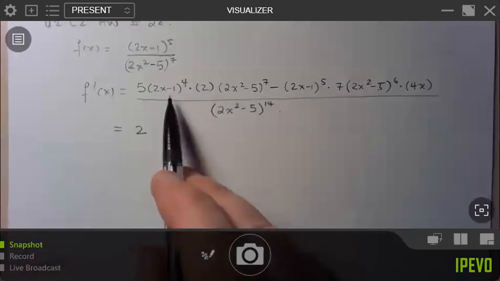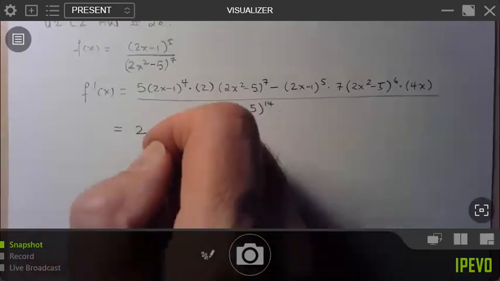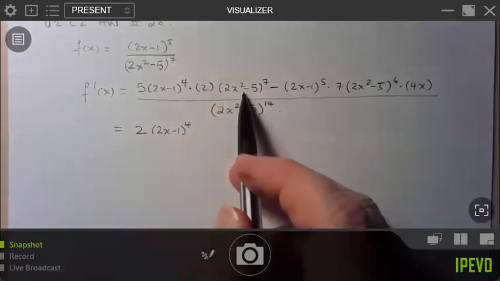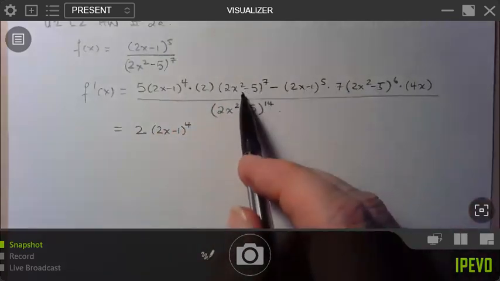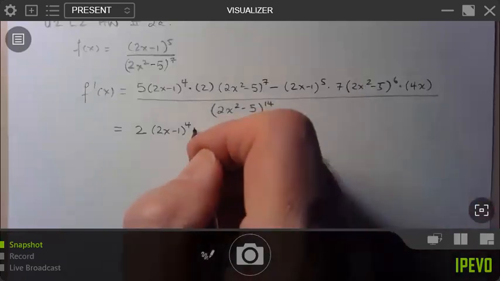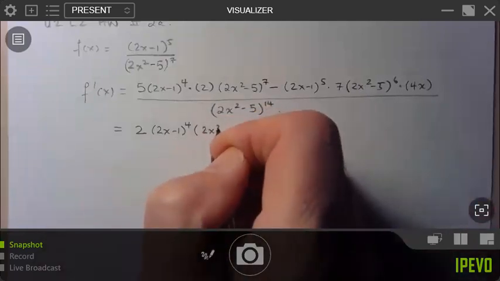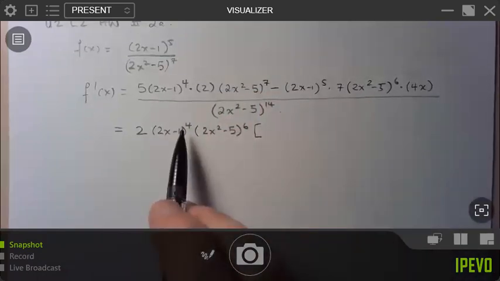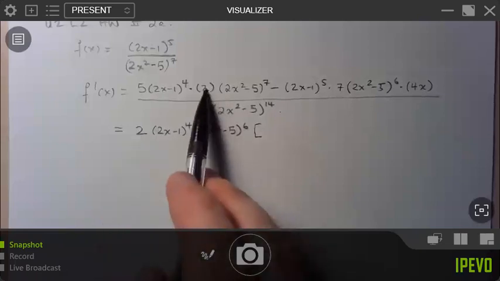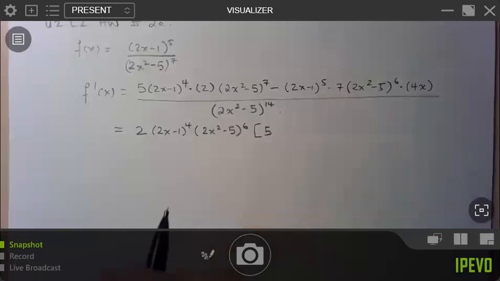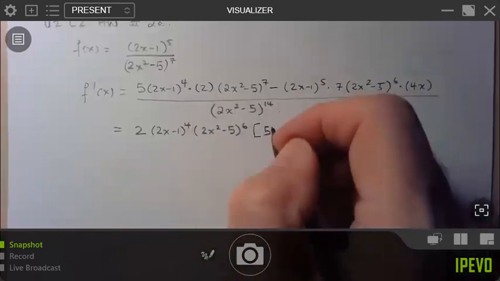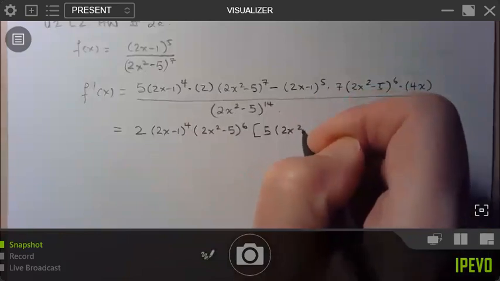Next, I notice the 2x minus 1s, they have 4 of them in common. So (2x minus 1) to the 4. And then I look at the 2x squared minus 5s, and I realize that there's 6 of them in common. So (2x squared minus 5) to the 6. And so now that I take these out, we're going to see that what's left is actually not so bad. So I got rid of the 2. I still have the 5. I got rid of all these 2x minus 1 factors. So the only other thing I'm left with is one factor of 2x squared minus 5.